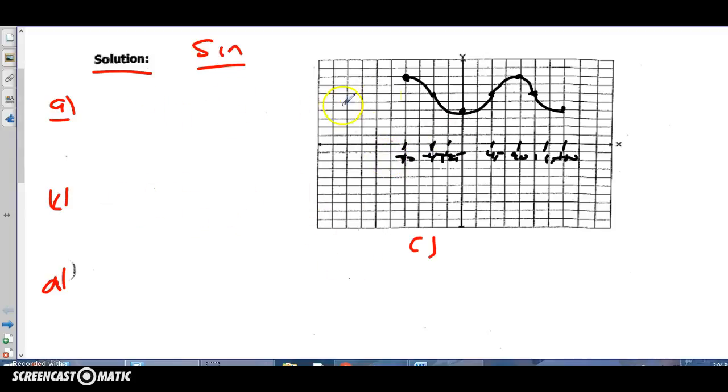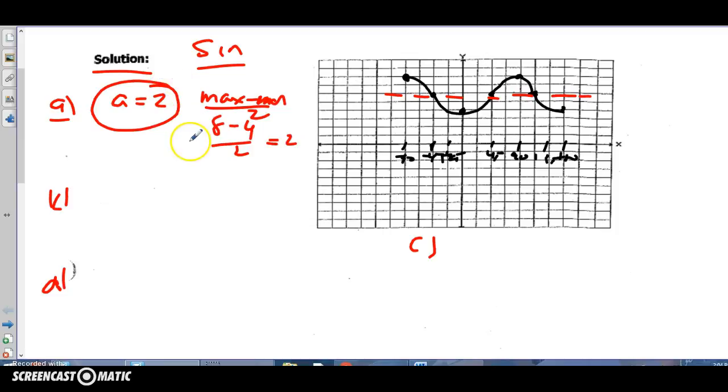So A is your amplitude. I look at this curve here. Here's the middle of the curve like this. So I look at it right here. I can tell that my amplitude is 2. So my A is going to equal 2. Another way to get it is max minus min, divided by 2. So in this case, it'd be 8 minus, that's my max, my minimum was 4, divided by 2, which is 2 either way. No matter how I do it, A is 2.